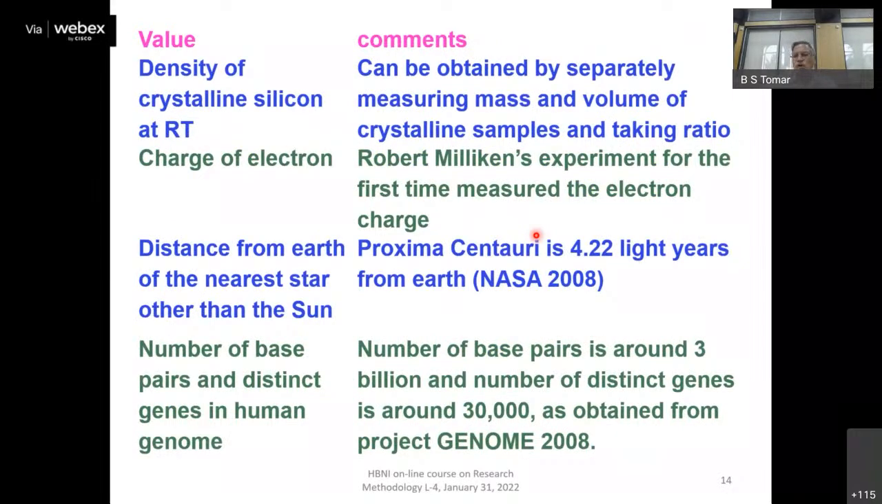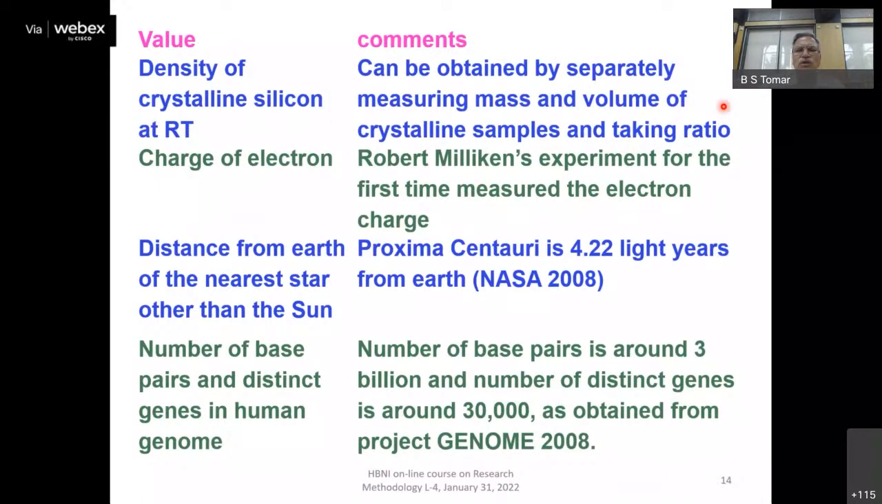Some examples of the measurement of a quantity: the density of crystalline silicon at room temperature. So you are asked to determine the density of crystalline silicon at room temperature. This is not a state, not a hypothesis. It's a measurement of one quantity, and it can be obtained by separately measuring mass and volume of crystalline samples and taking the ratio of mass to volume.